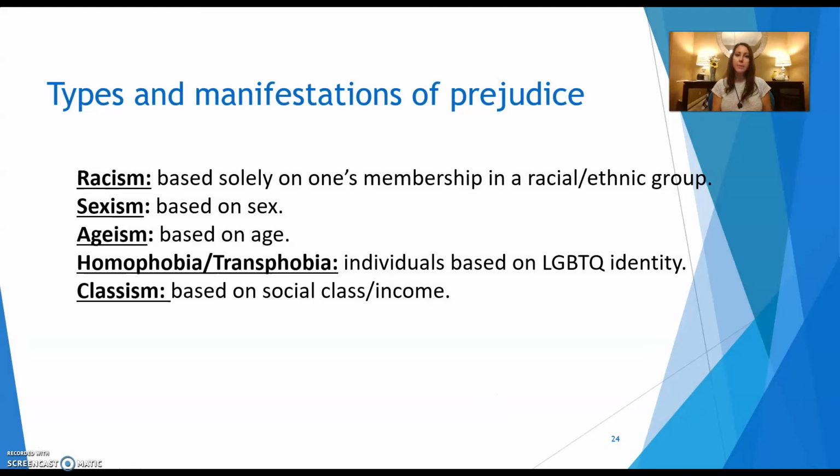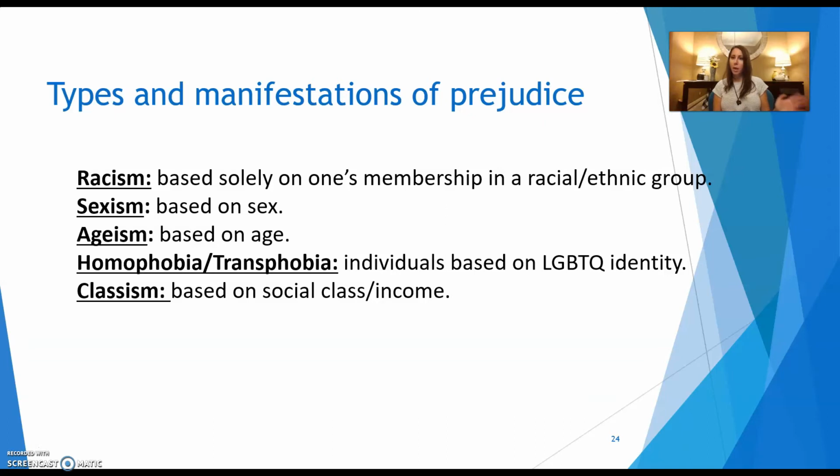So the types of prejudice. There is racism, which is based on membership in a racial or ethnic group. There is sexism, which is based on sex. There is ageism, which is based on age. There is homophobia or transphobia, which is based on their LGBTQ identity.